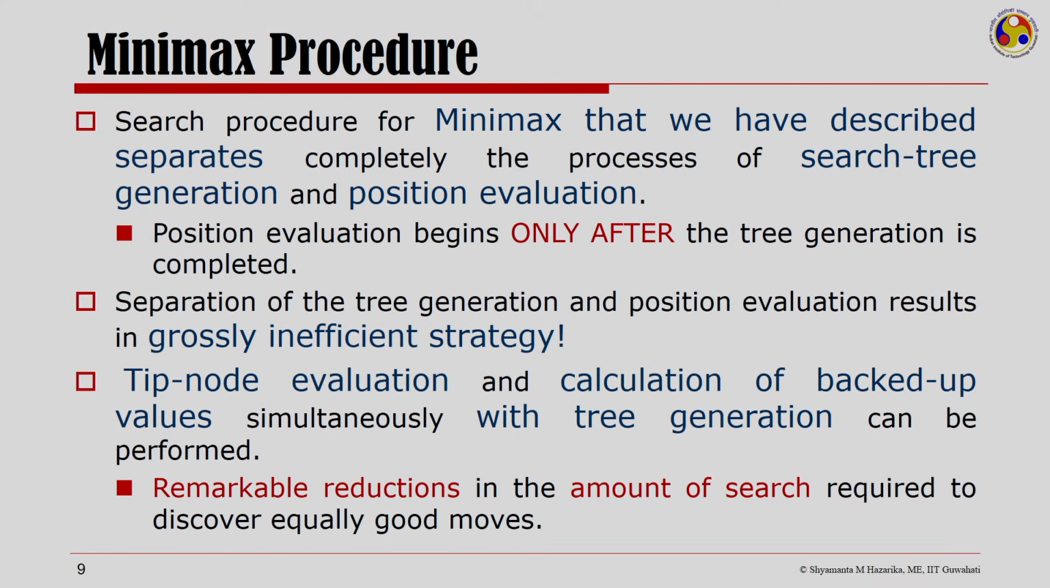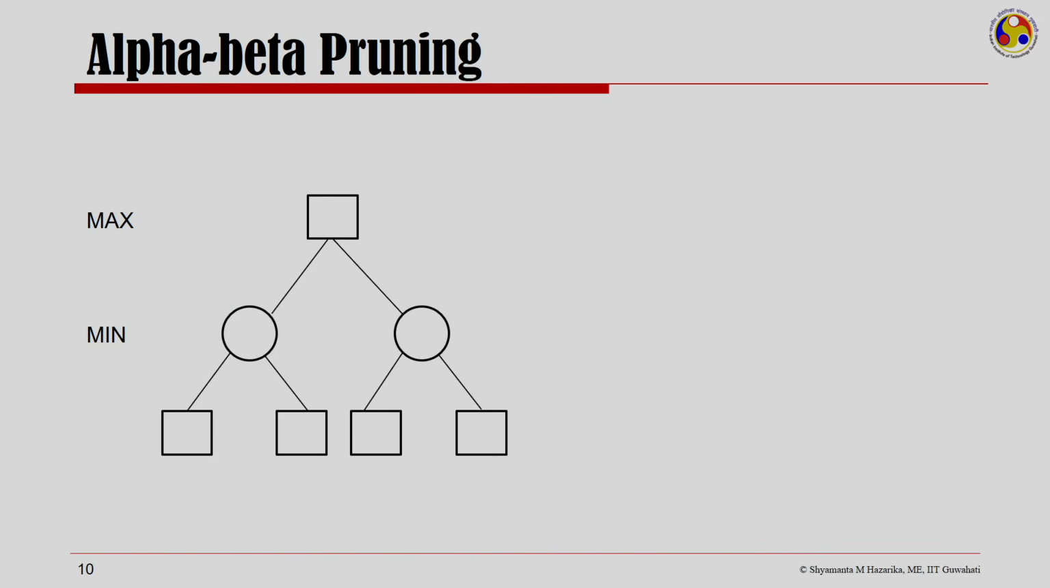If this could be done, we could have remarkable reductions in the amount of search required to discover equally good nodes. So this is exactly what we look for in this layering on minimax that we are talking of, and that amounts sometimes to many orders of magnitude reduction in the amount of search. That is what is alpha beta pruning.